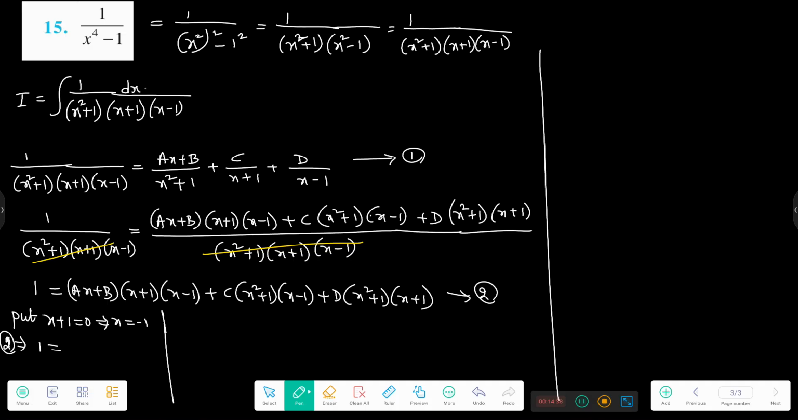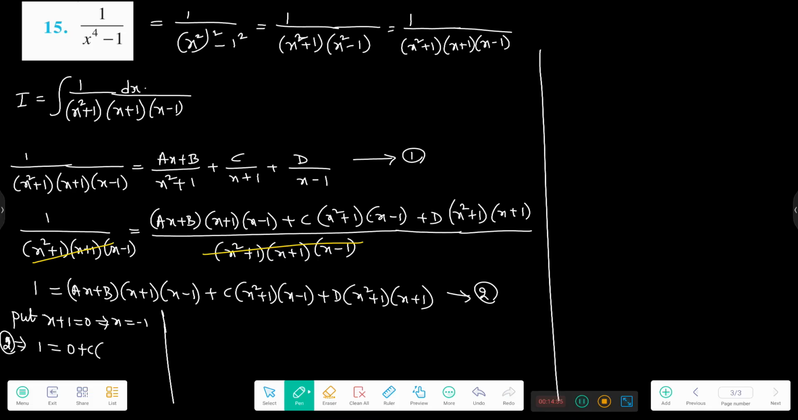Which means, in equation 2, the left hand side is 1, which is equal to, wherever you have x plus 1 that term will be 0, don't forget. Here we have x plus 1 and here we have x plus 1, then the first term and last term will be 0, only the C term will be available. So A and B are gone.